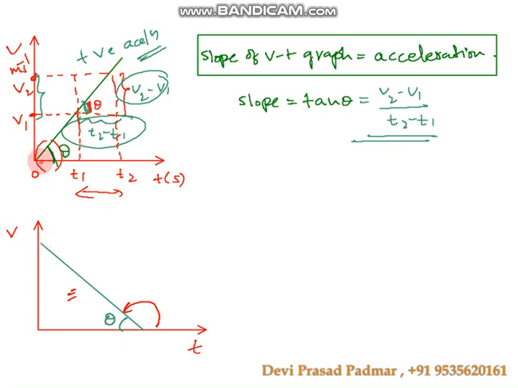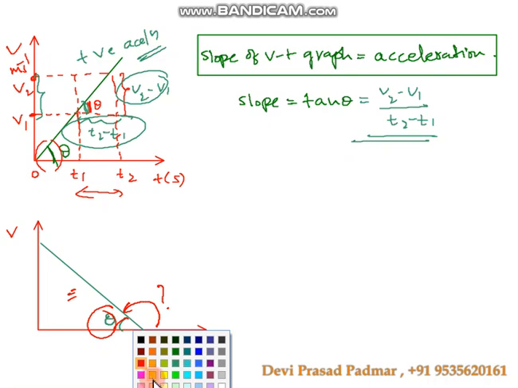Here, velocity goes on increasing, that means positive acceleration. But here, as time passes, velocity goes on decreasing, that means negative acceleration, that is retardation. Retardation means negative acceleration. Therefore, the slope must be negative. So how do we get the value of slope from this? As I said, you need to consider only this angle while calculating slope.